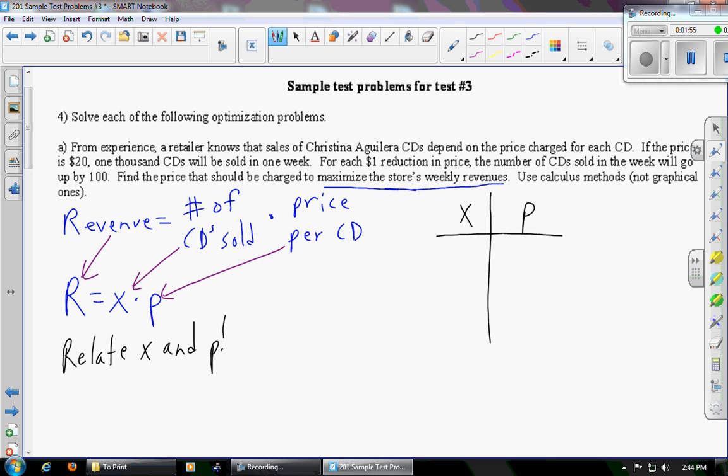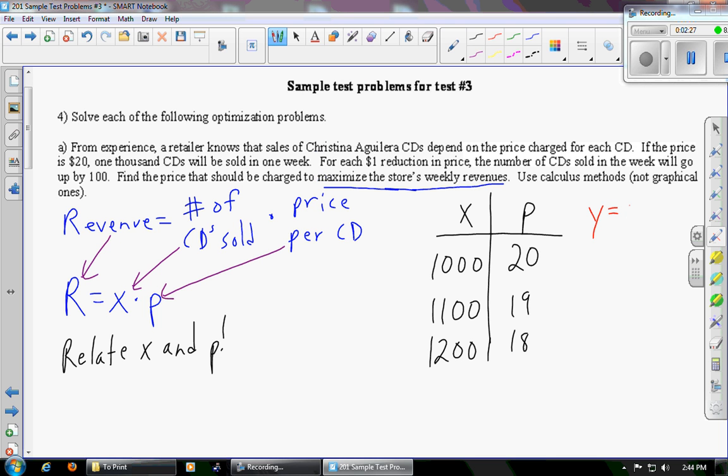It says that if the price is $20, so that's a 20 there, then 1,000 CDs will be sold in a week. And then it says if you reduce the price by $1, so that brings us down to $19, then the number of CDs sold goes up by 100. So that brings us up to 1,100. I'll put one more data point in this table. If we go down by another $1, we gain another 100 CDs sold. And hopefully looking at the data in the table, you can convince yourself that there's going to be a linear equation that relates X and P.